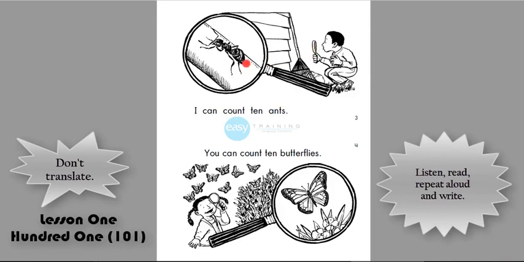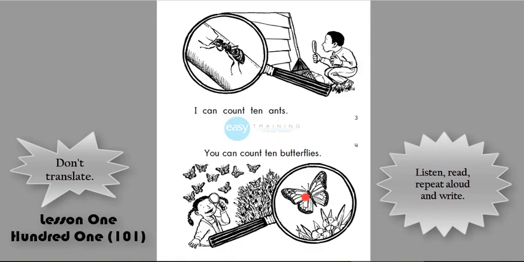And in this picture is an ant. This is an ant. And the boy says, I can count 10 ants. You and I can say that he can count 10 ants.